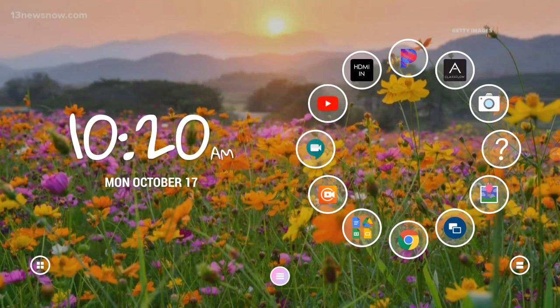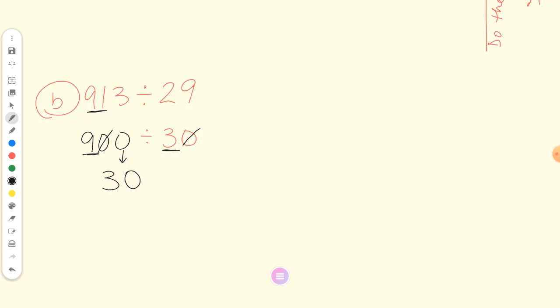Turn to the front side of the homework. Number 1. Number 1 said 115 divided by 2.